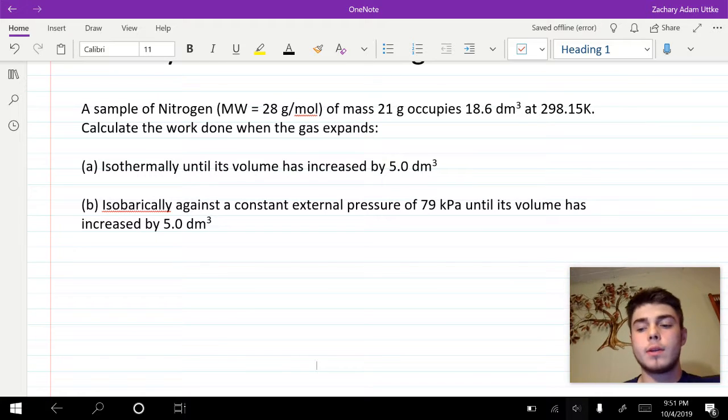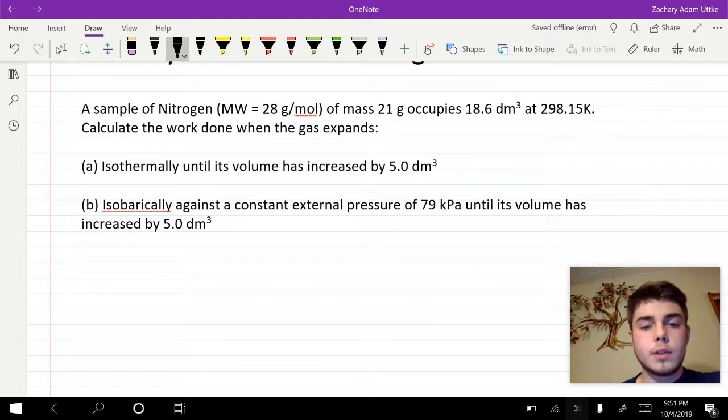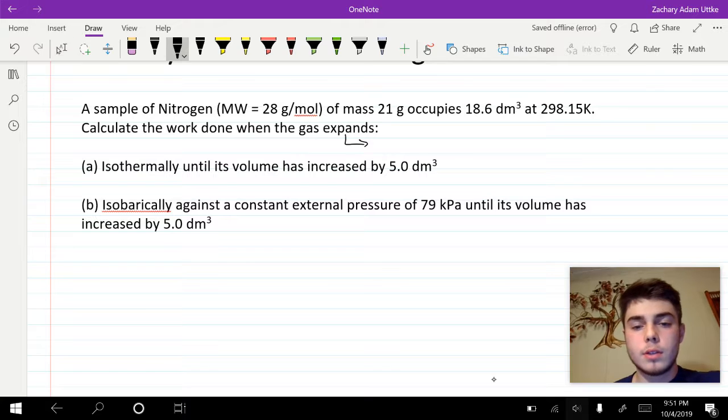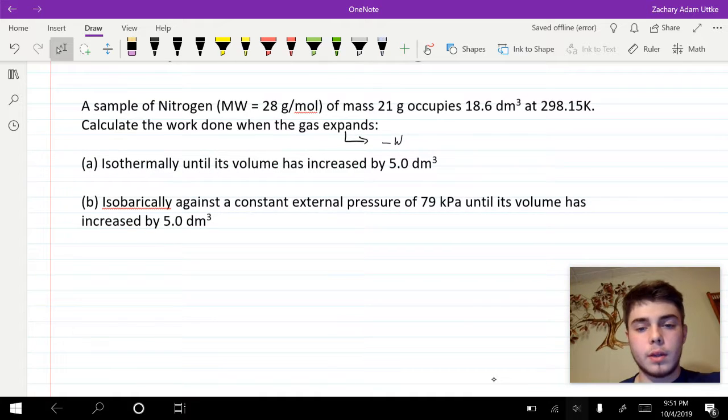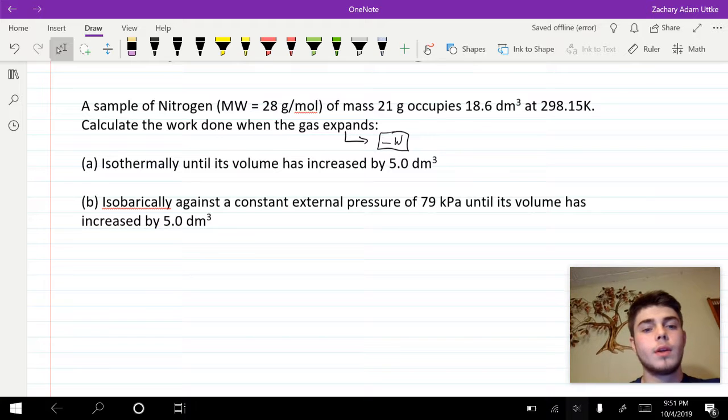All right, so as I read through a problem, I really like to write down things that I see are important. So right here, when I see calculate the work done when the gas expands, when a gas expands, you know the work will be negative. So that's important. And we're going to calculate the work isothermally until its volume has increased by 5 decimeters cubed.